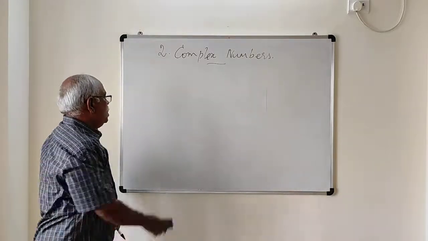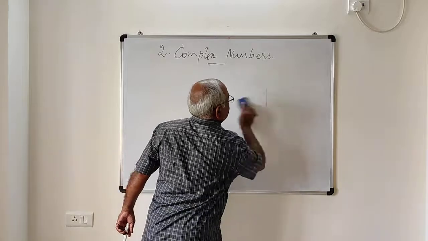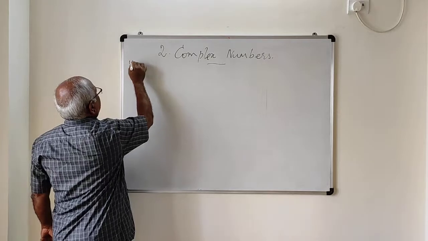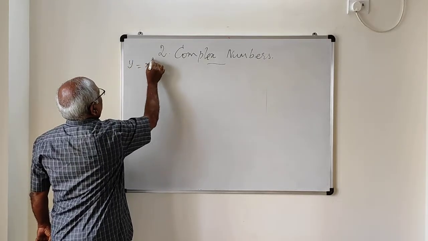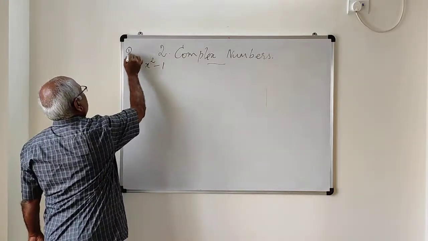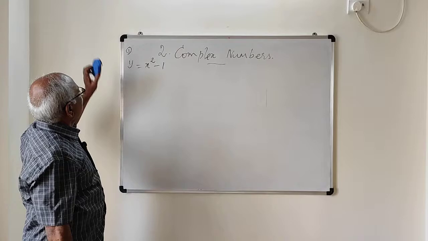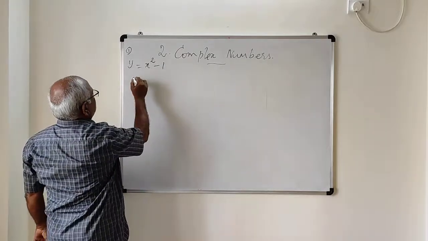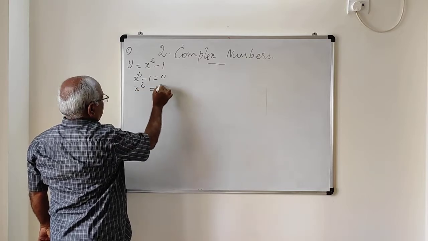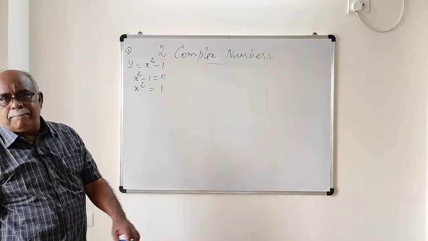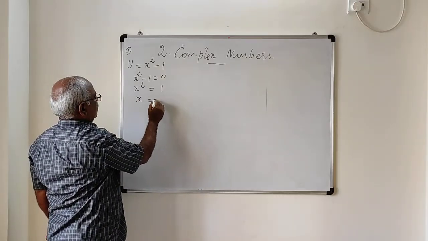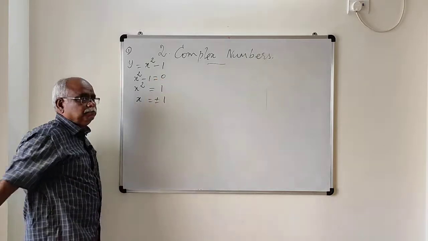For that, I am going to consider two equations. One is y = x² - 1. It is a quadratic equation. y = x² - 1. This is equation number 1. To solve this equation, we consider x² - 1 = 0 and x² = 1, if you bring that 1 to that side. x² = 1 implies x is plus or minus root of 1, that is 1.